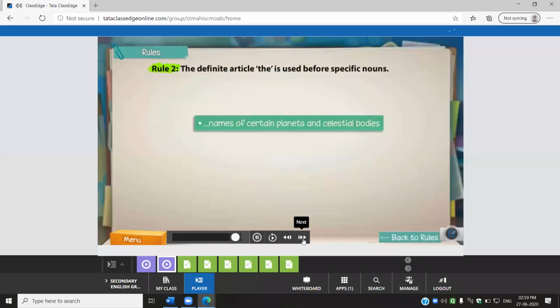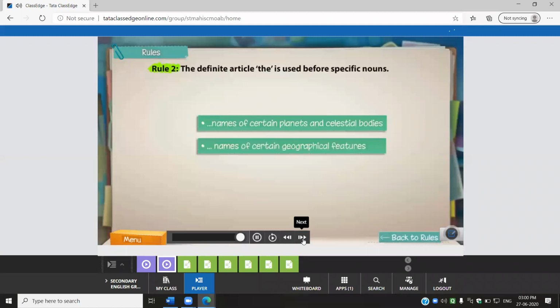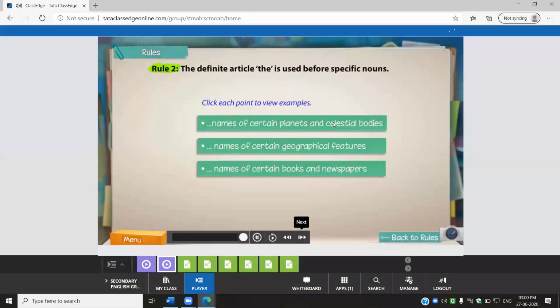The article the is used before certain kinds of proper nouns such as names of certain planets and celestial bodies, names of certain geographical features, and names of certain books and newspapers. Click each point to view examples.